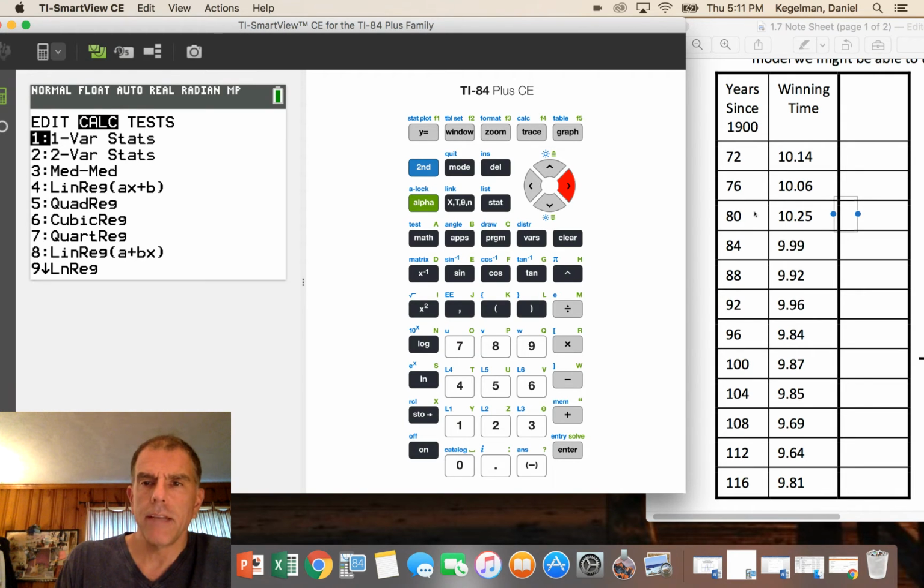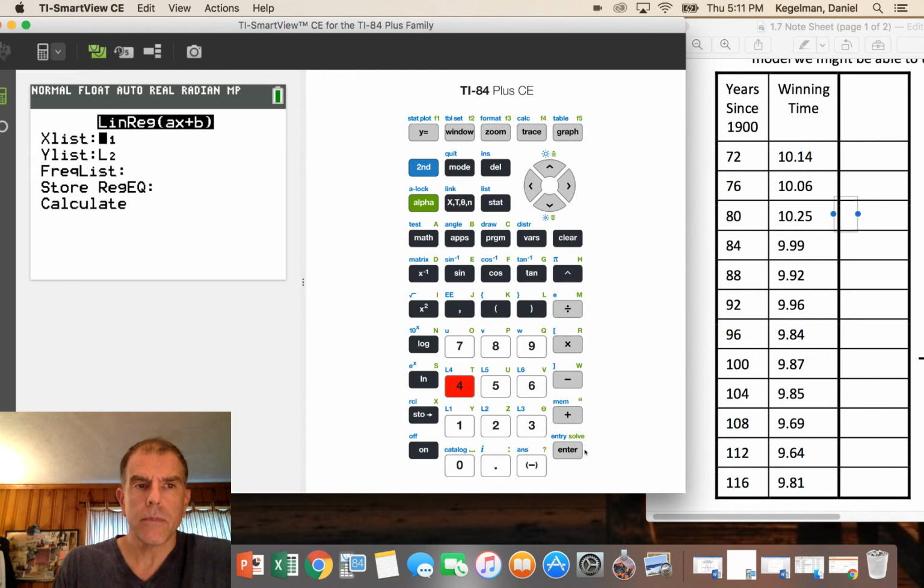What that means is you're taking data and going backwards and trying to figure out an equation that would fit that data, rather than having an equation and plugging in some numbers and getting outputs. So we're kind of working backwards. We have the data, but we don't have the equation, so we're going to go backwards. So to get a linear regression, I'm just going to choose option 4.